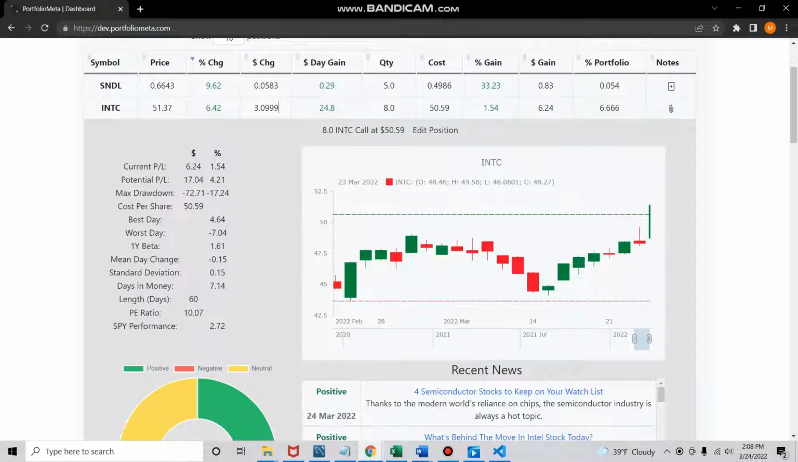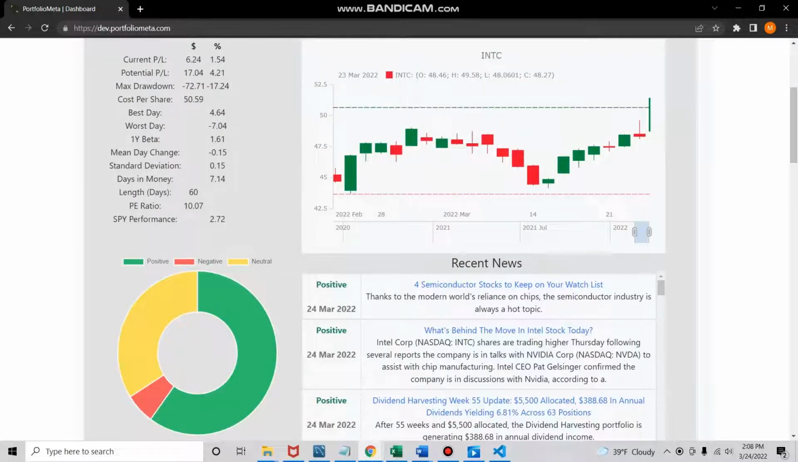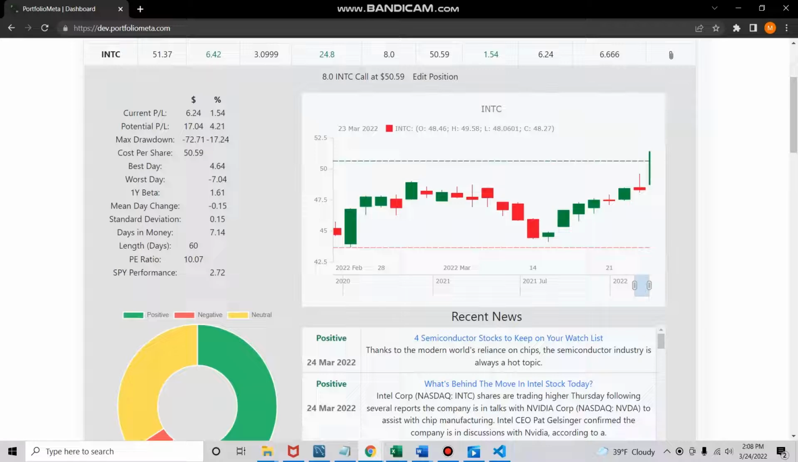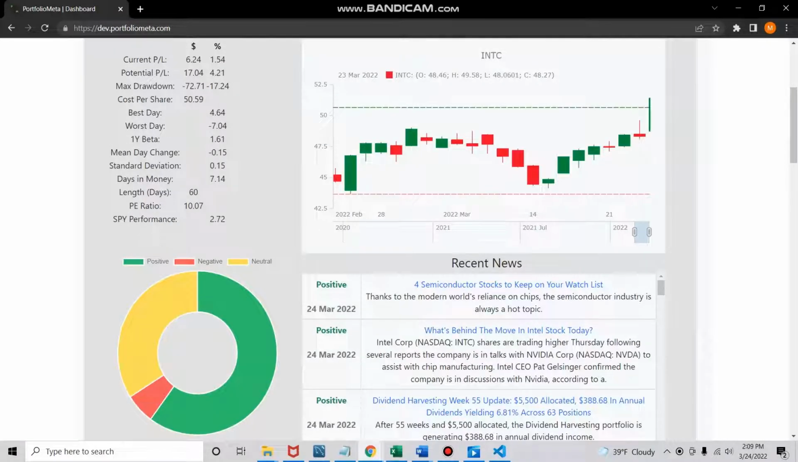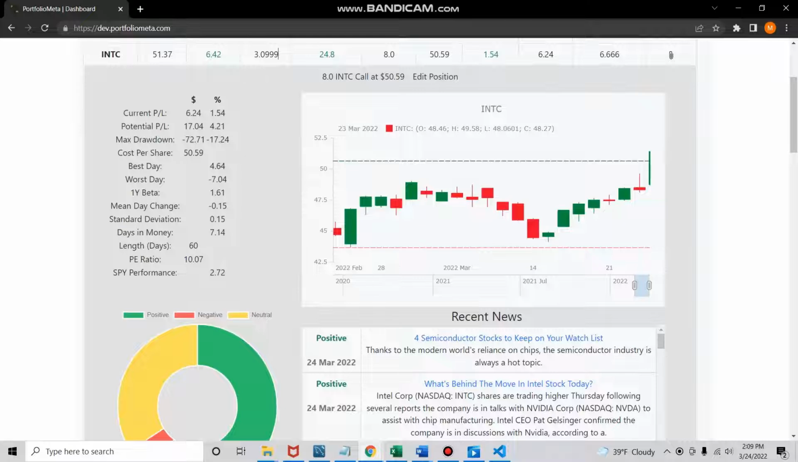So right now it shows your current profit and loss, your potential profit and loss, so how much money you could have made so far, max drawdown, cost per share, the best day, worst day since you've started the position, the 1 year beta of the security, average day change while you've held this position, standard deviation, how many days that it's been profitable, the length of the trade so far, the PE ratio of the underlying company, and the performance of the market relative to this position since you started the position.